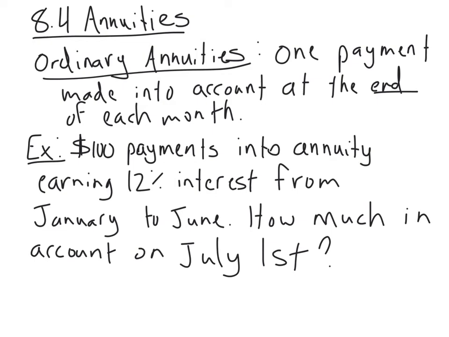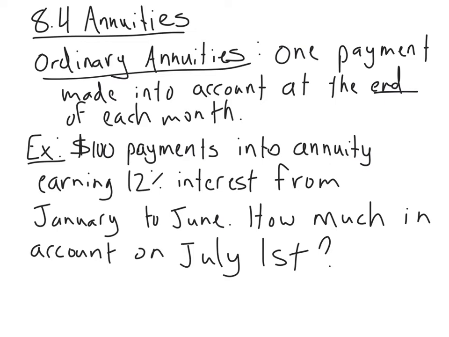Hey everyone, this is 8.4 annuities. Annuities are essentially like savings accounts, except that instead of putting in a lump sum amount that you earn interest on over time, you're going to be making regular monthly payments into an account, and then you're going to earn interest over time based on how many payments you put in there, and also how much interest you've already earned on those payments that are in there.